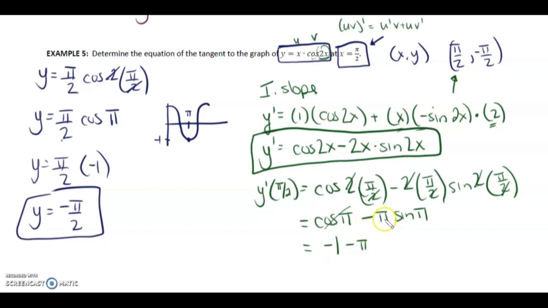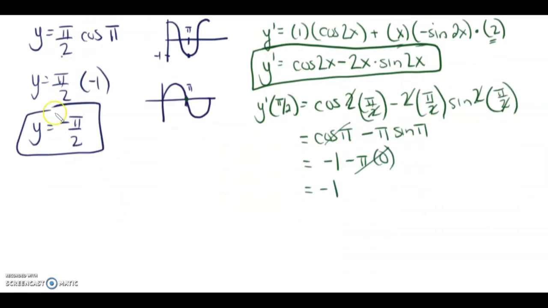Okay, so minus pi. Then we want to know, and I'll do this in blue again, sine of pi. So the sine curve looks like this, and pi again is right in the middle. So the sine of pi is 0. So that just cancels out. We're left with -1. So our slope is -1.